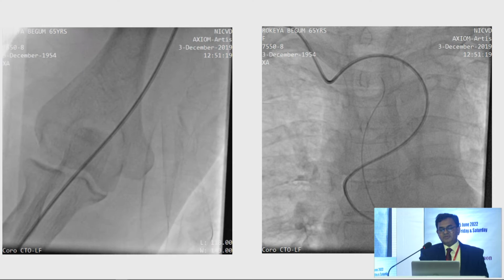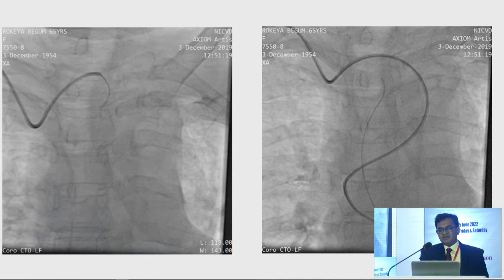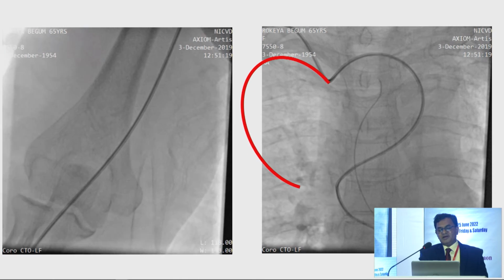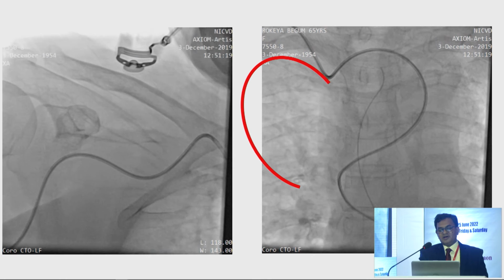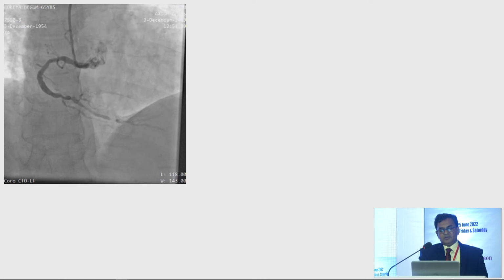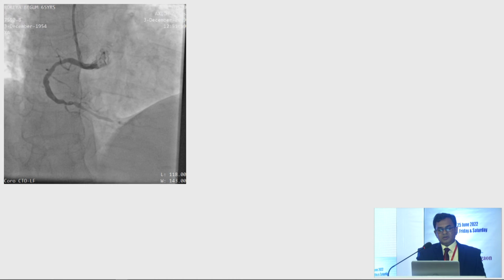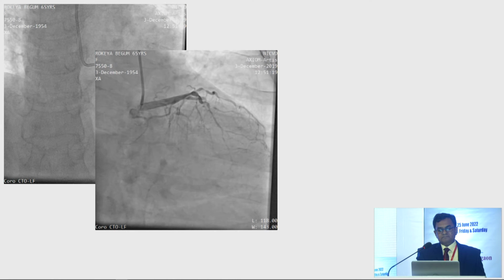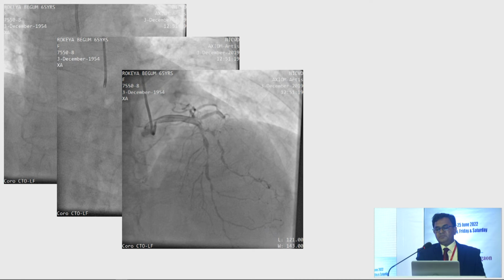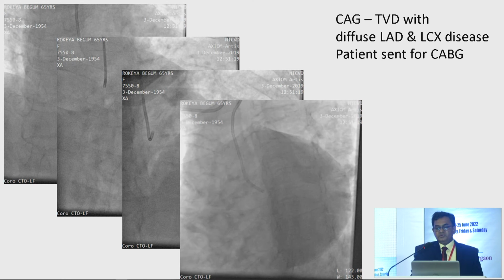You look, you see the loop is there, probably there may be an arteria lusoria. So there is a loop that creates another heart shape above the heart of that lady. So anyway, we did the coronary angiogram. And the patient had TVD.